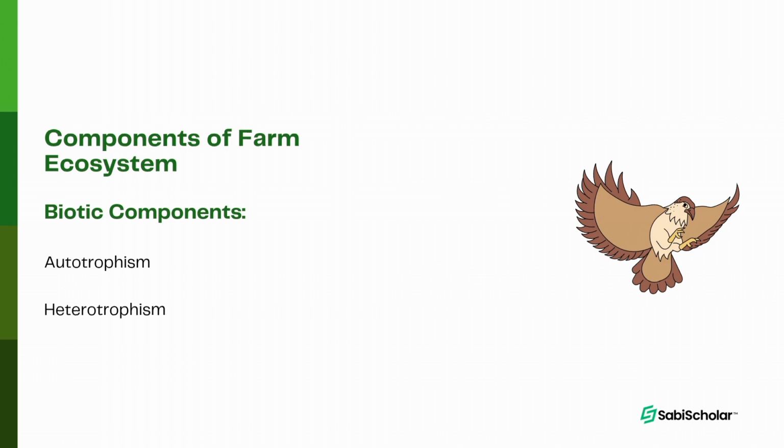The second class is heterotrophs. Here we have the group of organisms that are mainly farm animals, and they cannot manufacture their own food, but instead depend directly or indirectly on plants for their food. This is why we call them the consumers. They don't produce, they consume. Farm animals that feed directly on green plants, that is the producers, are what we call the herbivores or primary consumers, like cattle, sheep, goats, rabbits, etc.